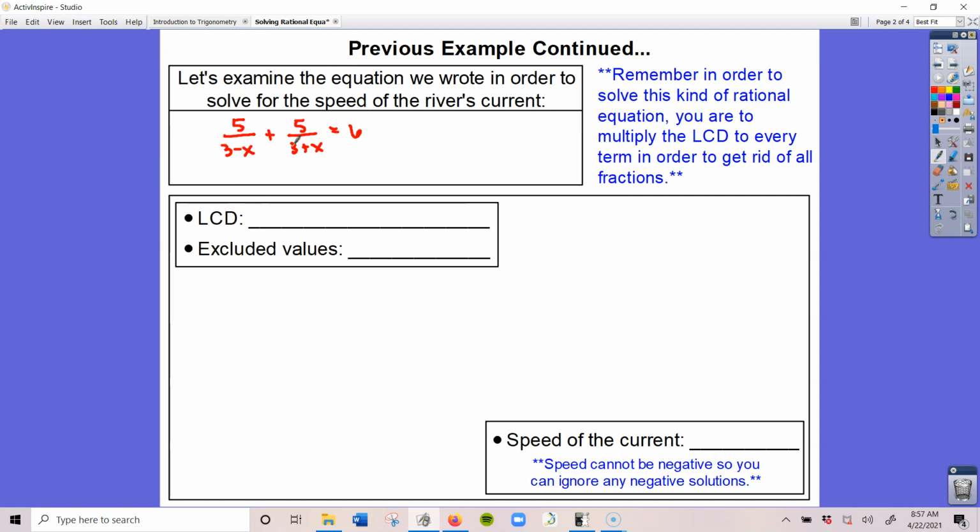The LCD, if I look at my denominators, 6 is just over 1. My denominators would be 3 minus x and 3 plus x. My excluded values would be x cannot equal 3 nor negative 3, since that's when those denominators would equal 0. So now remember, this is a rational equation that is being added, so I have to take the entire rational equation and multiply it by the LCD. So I'm going to do 3 minus x times 3 plus x times my entire equation.